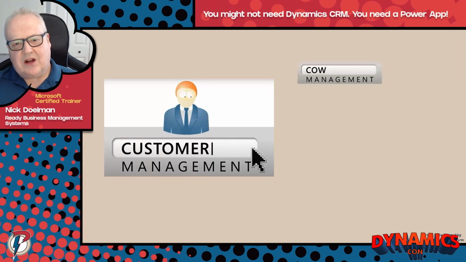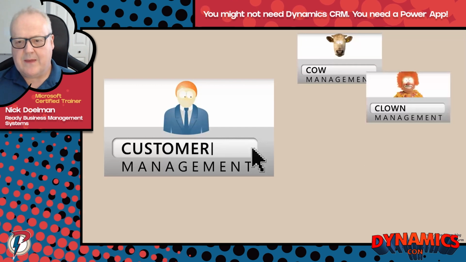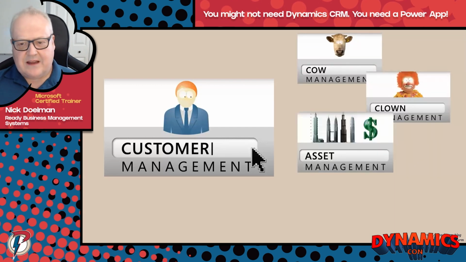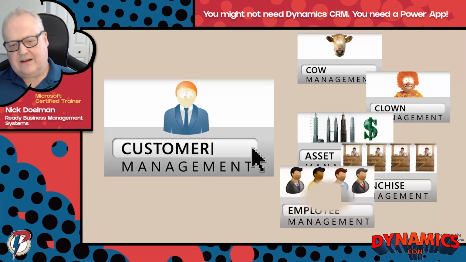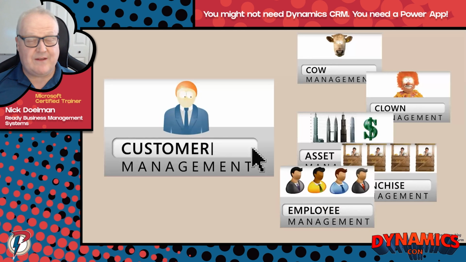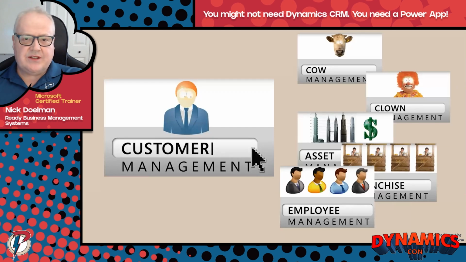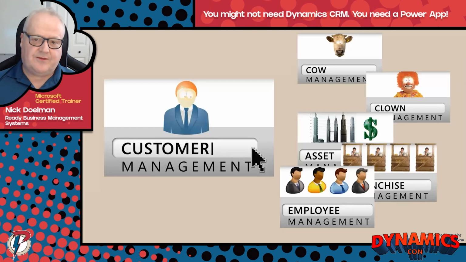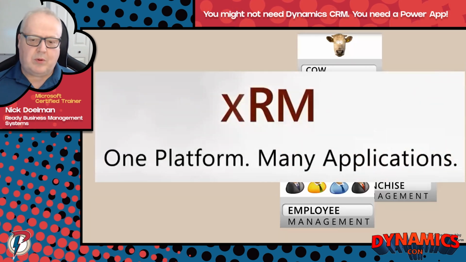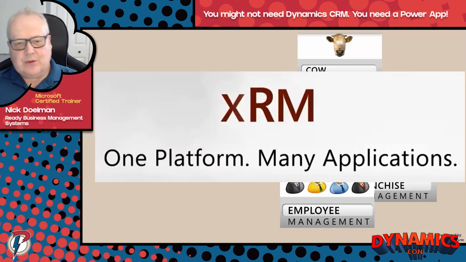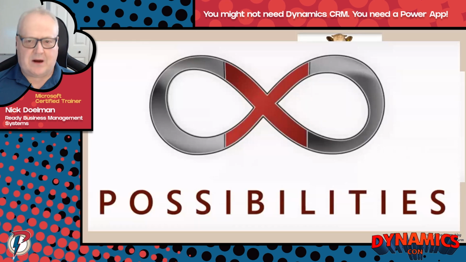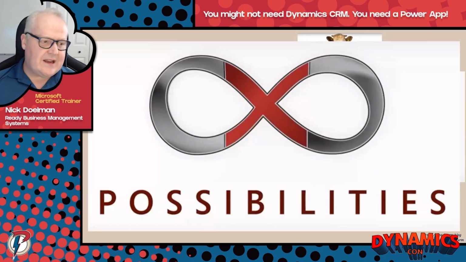But then the screen would dissolve into something like cow management, and then clown management, and asset management, franchise management, and employee management. And they went through approximately 40 different scenarios where you could take Dynamics CRM and build all of these special, unique line of business applications that you would not be able to go and buy off the shelf. And that was pretty exciting. And they basically called this the XRM, the one platform, many applications, and the YouTube video dissolved out into infinite possibilities. So this was pretty exciting at the time.